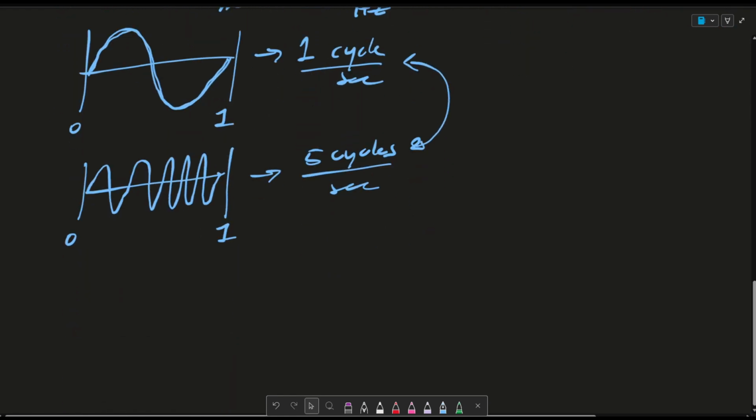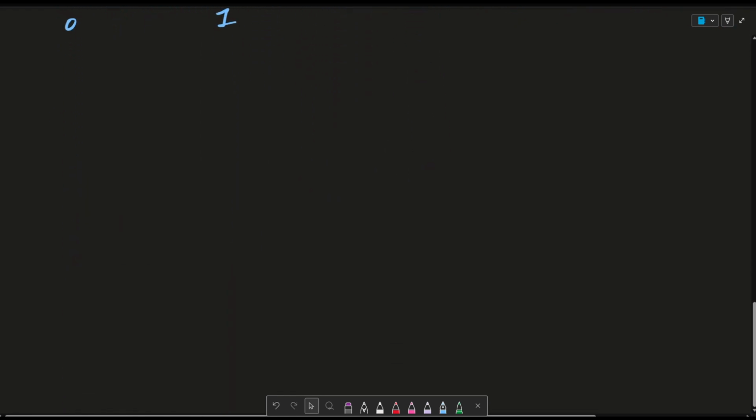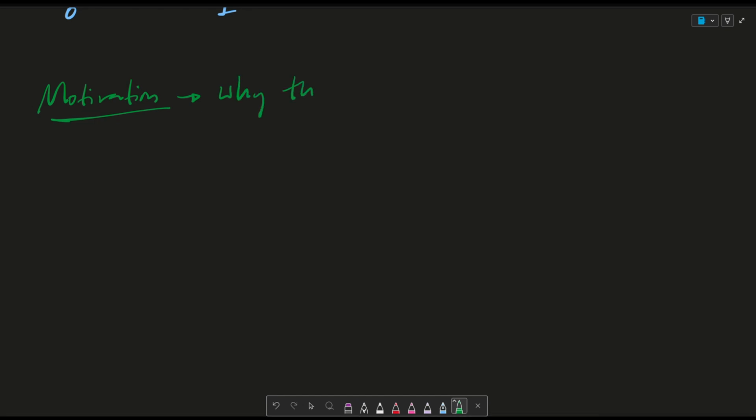Now, let's go to the motivation behind this. Why do we need this? So let me call this the motivation, or again, why frequency response is needed. Essentially, it's because high-speed circuits are everywhere.